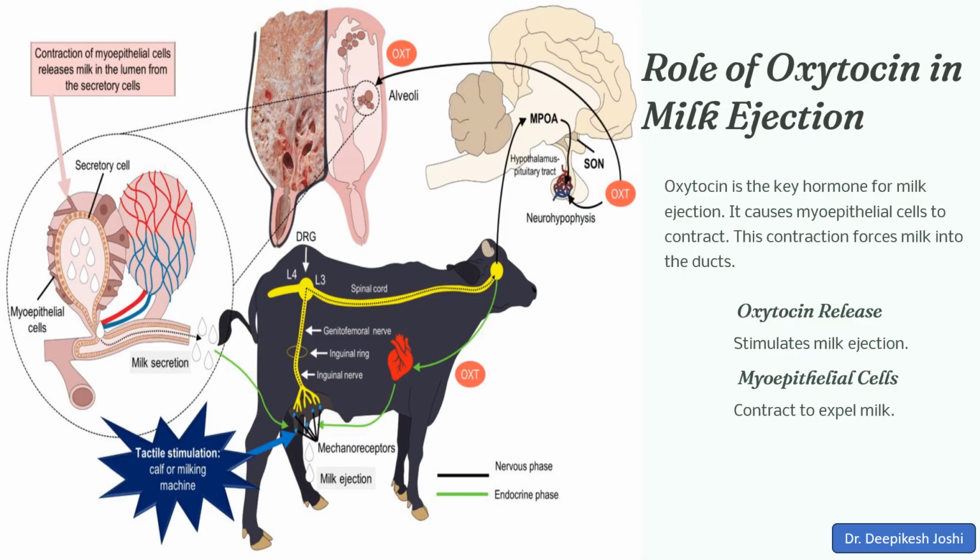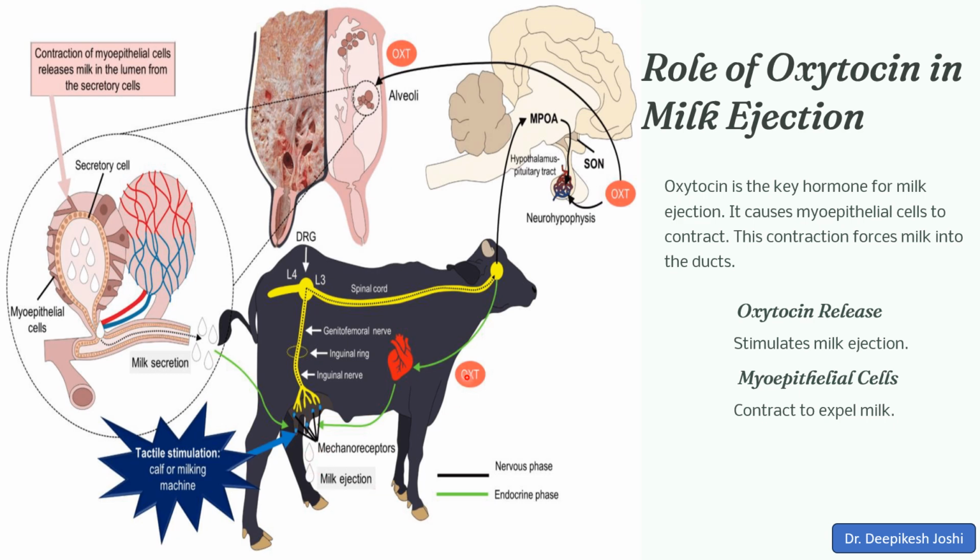Now this diagram shows the role of a very important hormone for milk ejection, which is oxytocin, released from the posterior pituitary, also called the neurohypophysis. It is the hormone which stimulates the milk ejection reflex. Due to this hormone, the myoepithelial cells present in the alveolar wall contract and release milk, and the milk comes out from the udder.